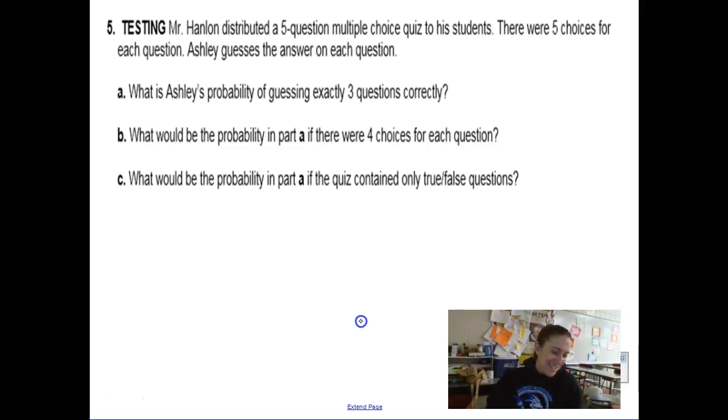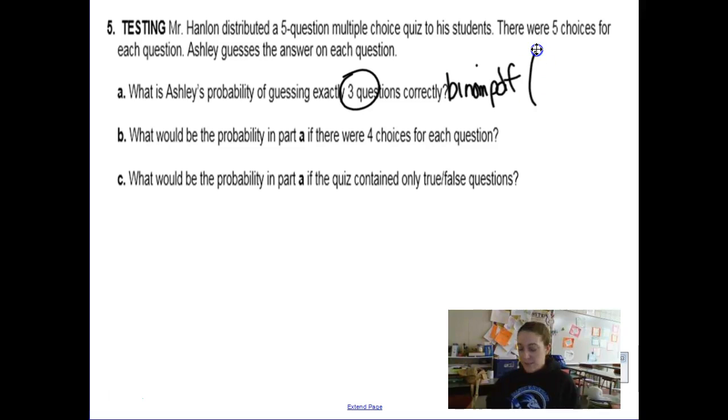Okay, testing. Mr. Hanlon gave his students a 5-question multiple choice test, and there were 5 choices for each question. Ashley guesses the answer on each question. Oh, Ashley, that's such a bad idea. Alright, so what's the probability that Ashley gets exactly 3 out of the 5 questions correct? So on our calculator, this is our binomial PDF. And hopefully you're lucky enough to have the newer operating system.